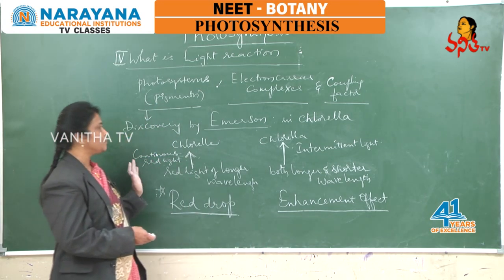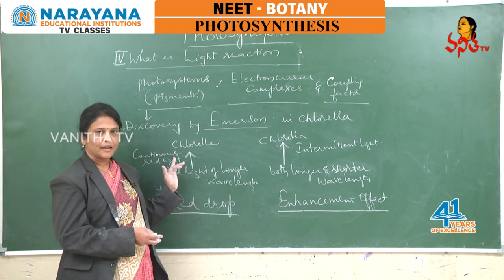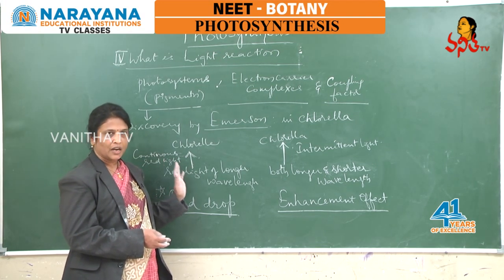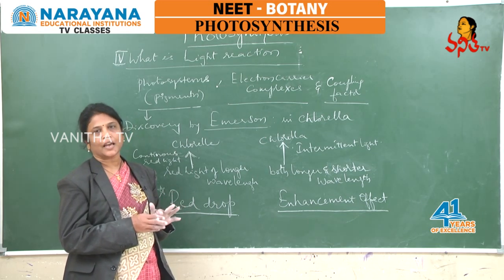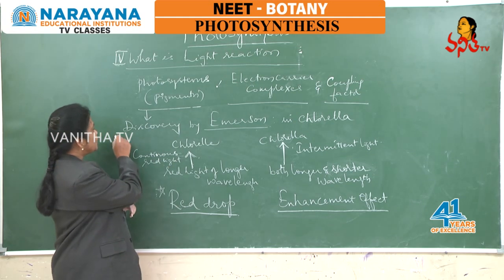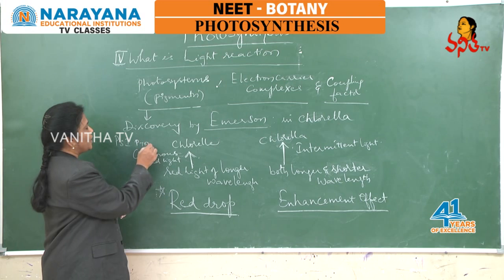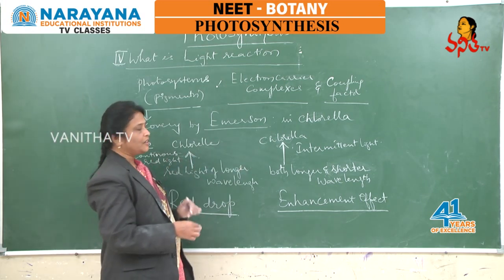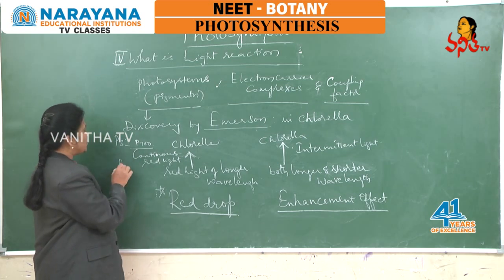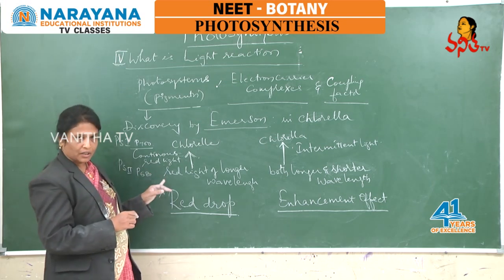Based on this observation, Emerson proposed there are two photosystems in higher plants, that is PS1 and PS2, and these two photosystems vary in their reaction center pigment. The reaction center pigment of PS1 is P700, which absorbs longer wavelength, whereas the reaction center pigment of PS2 is P680, and it is able to absorb only shorter wavelength.